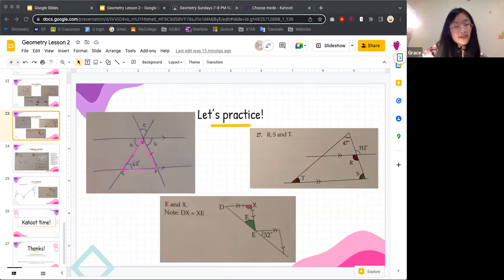So does anyone have any idea? We've got these two sides of the triangle, right? The lines mean that they're the same. So if this triangle has two sides that are the same, what kind of triangle would it be? Yeah, exactly, isosceles. Because it's got two sides that are the same.